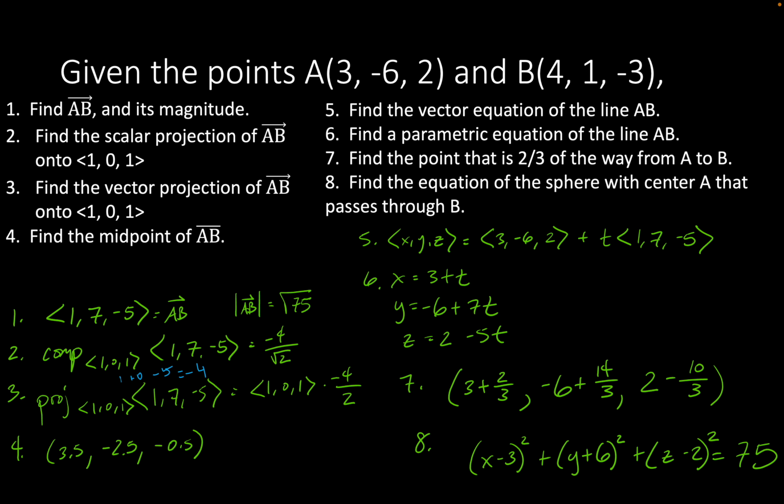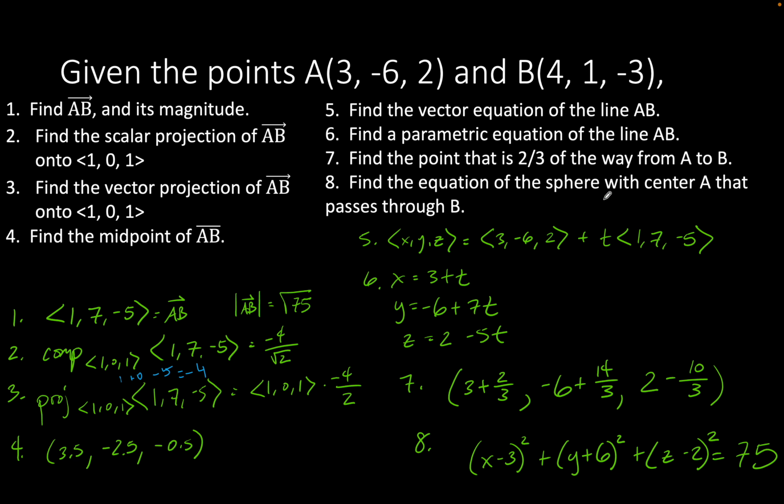In 5, we are looking for vector equation of the line AB. So one way how I can do that is directly use point A as my initial vector. Notice how now the vector equation has x, y, z. I am also adding the parameter multiplied by the directional vector of the line. So that's the vector AB 1, 7, negative 5.